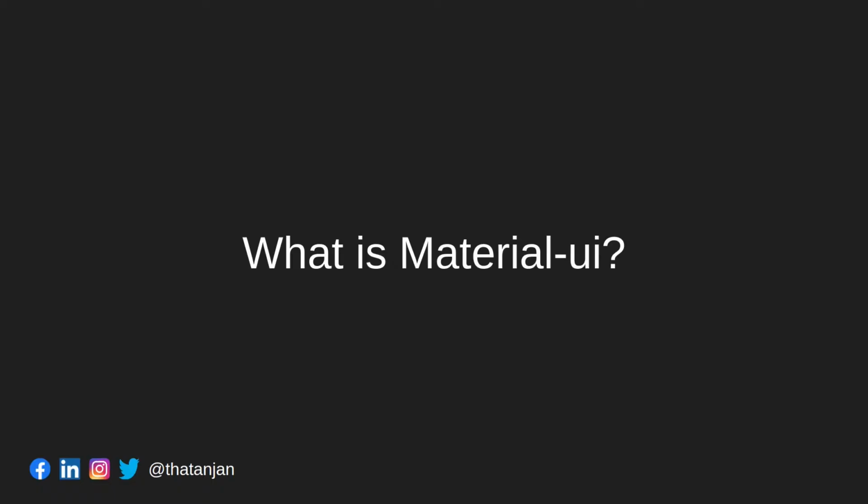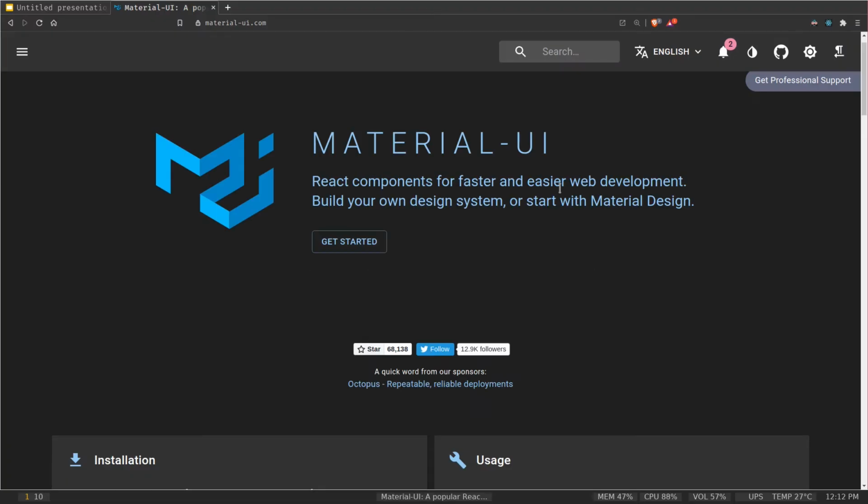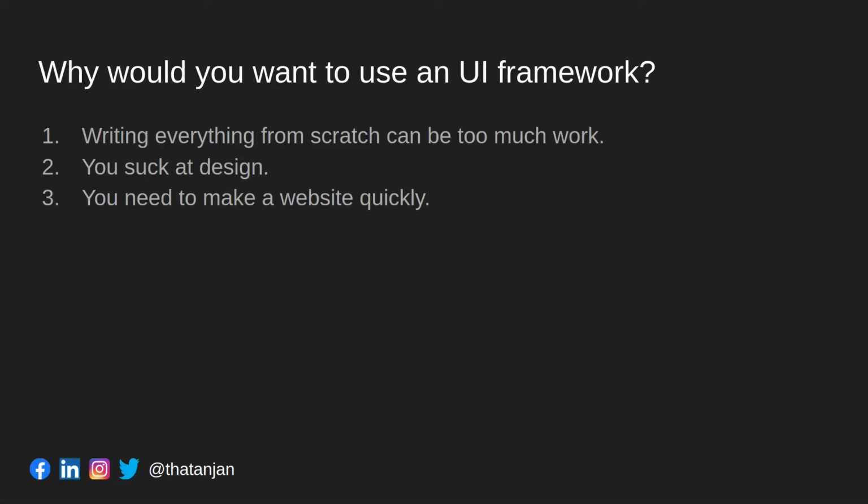Now, what is Material UI? Material UI is a React UI framework. But what is a UI framework? It is kind of like Bootstrap or other CSS frameworks. They provide us some classes and we add them to our HTML tags. Then the styles get applied. Just like that, a UI framework provides us some components, some tools that are already styled.